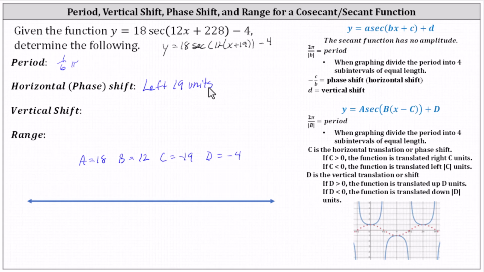The vertical shift is determined by the value of d, which is negative 4. Because d is less than 0, the function is translated down the absolute value of d units, or in our case, down 4 units.